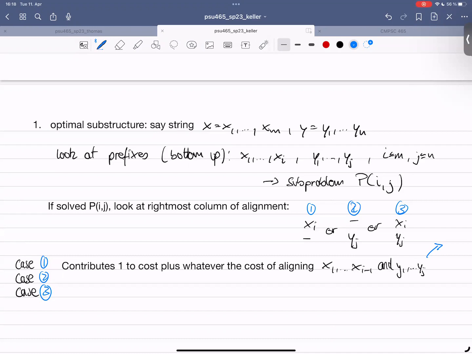This is the optimal solution to the two prefixes that go from 1 to i minus 1 for x and from 1 to j in y. Does that make sense to everyone?